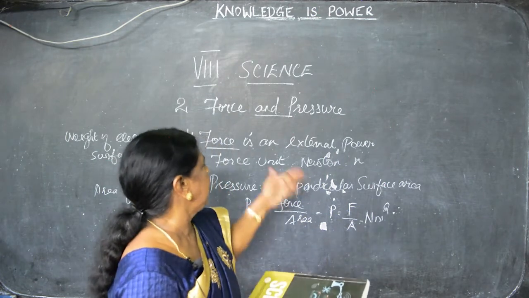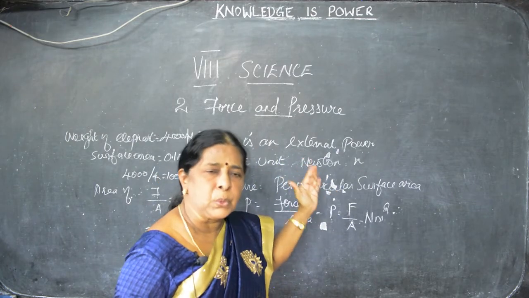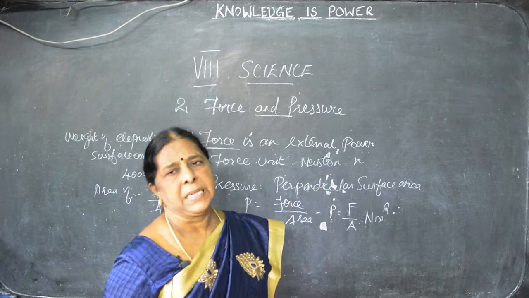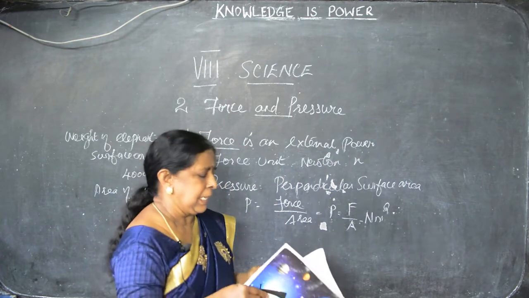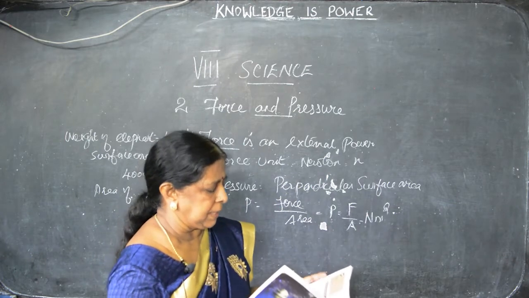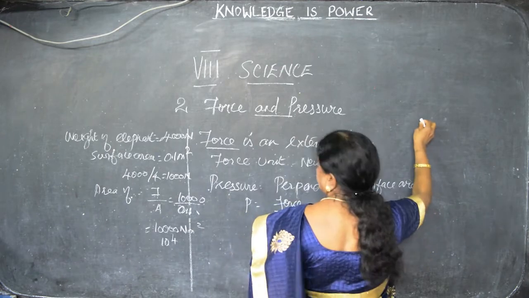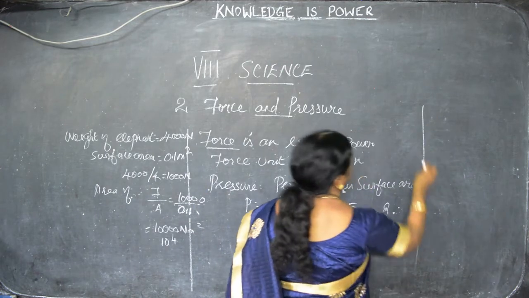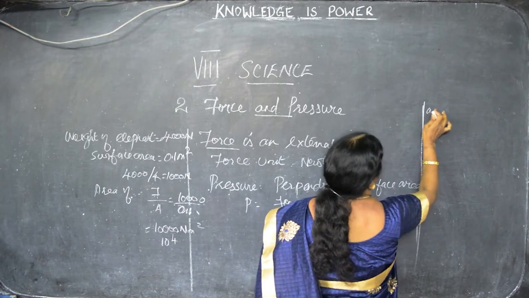Now we have seen what is force and what is pressure. Next we have to see how force acts on air as well as liquid. Force acts on air and on liquid. We will see what the things are. The force exerted by the air is known as atmospheric pressure.